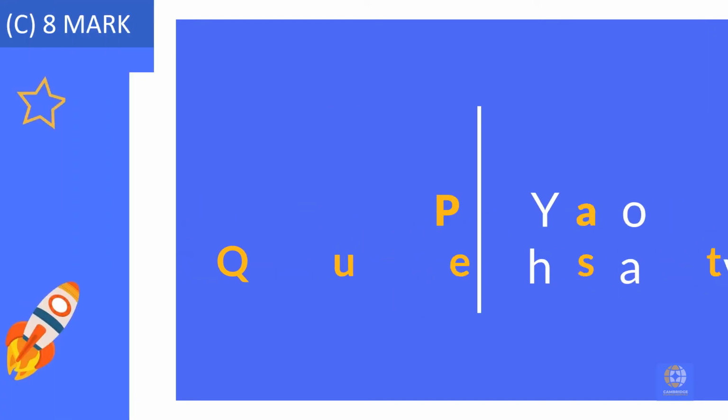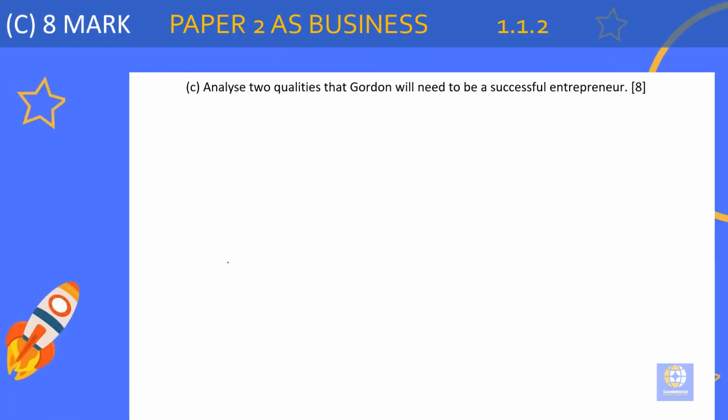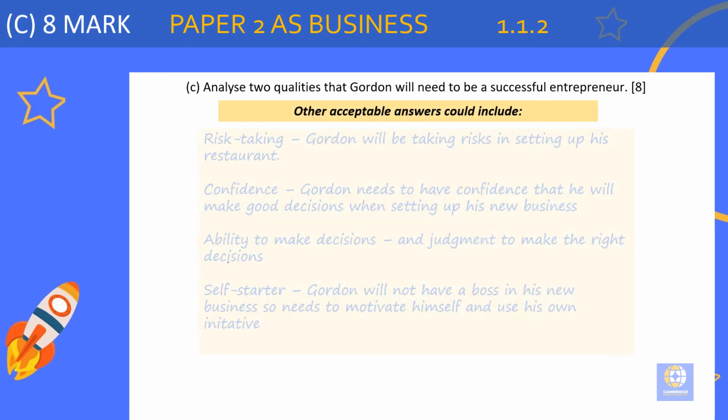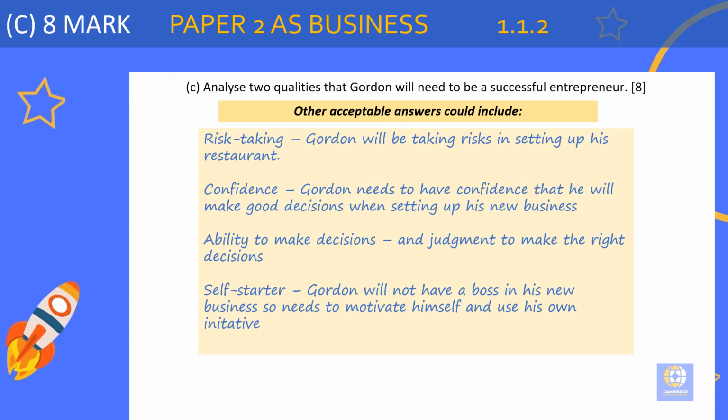These are just 2 examples of chains of developed analysis for the qualities required of successful entrepreneurs. You could also have had risk-taking, confidence, ability to make decisions, or being a self-starter.